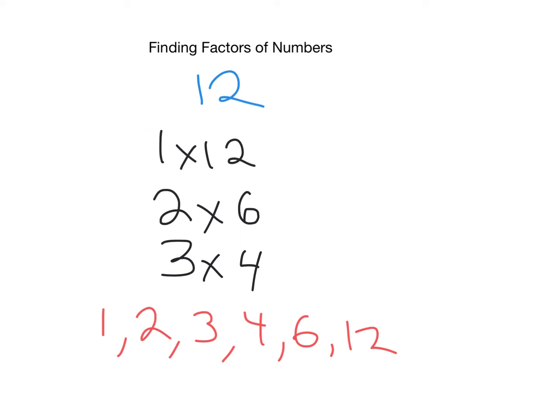All right, so now let's look at the next number we're going to check. We have lots of factors. That means that this number is a composite.